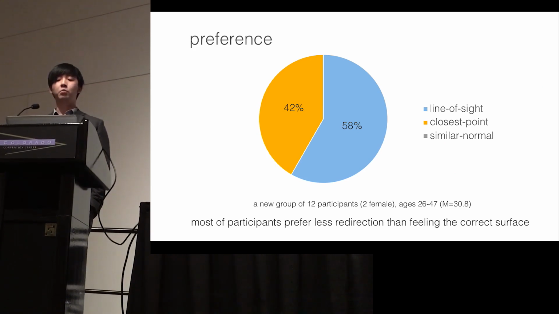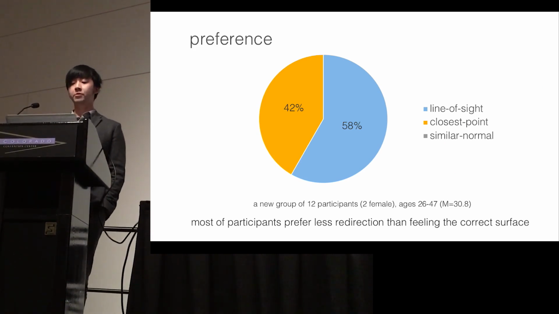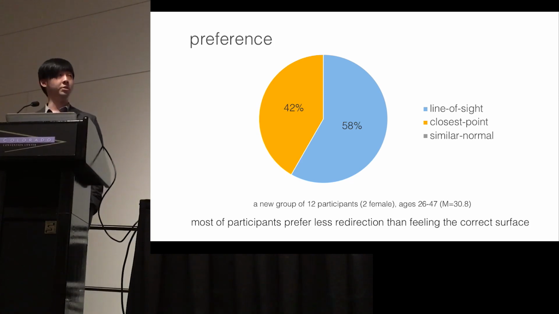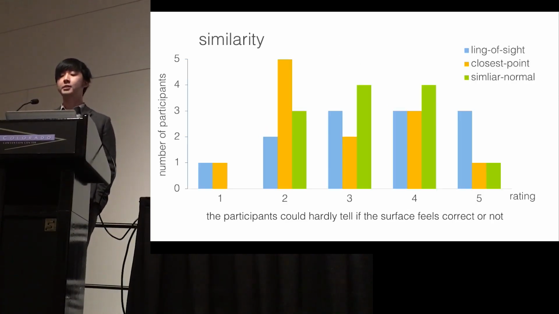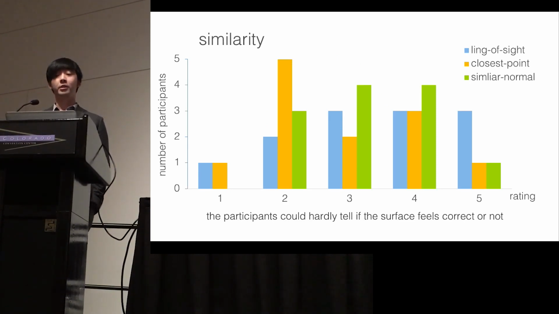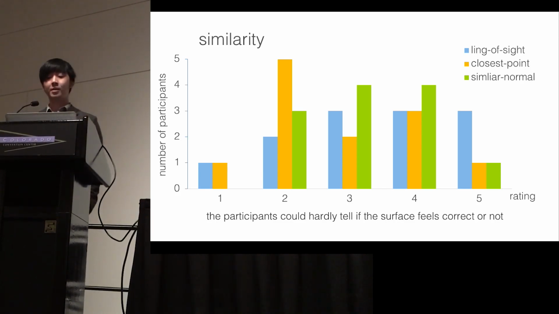and they said that they felt more natural because less redirection was involved, despite there being a mismatch between the surface normal. In fact, from the bar chart here, we can see the participants could hardly tell if the surface was matched correctly or not between these 3 strategies. They even gave higher rating for the line of sight strategy.